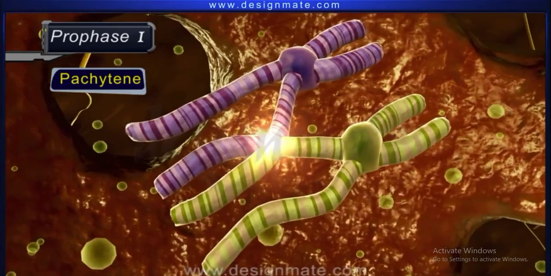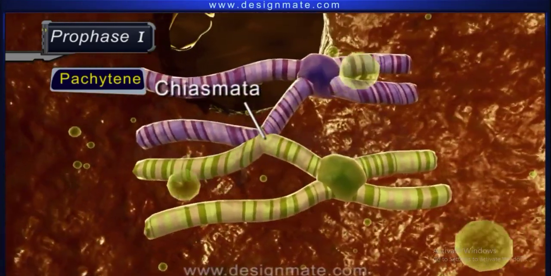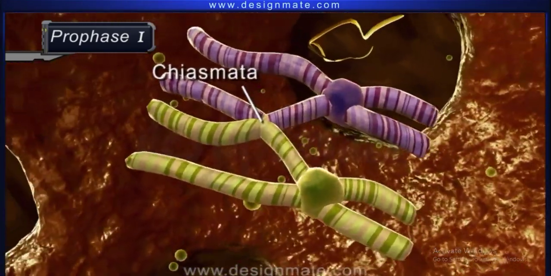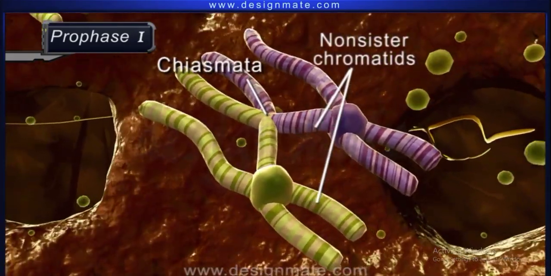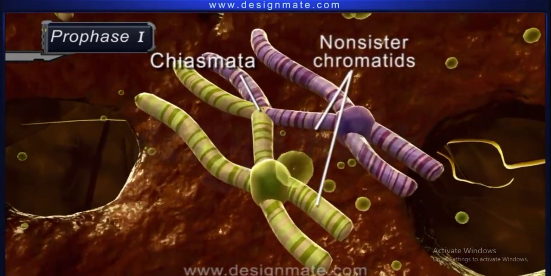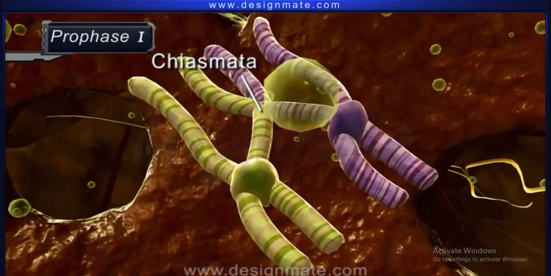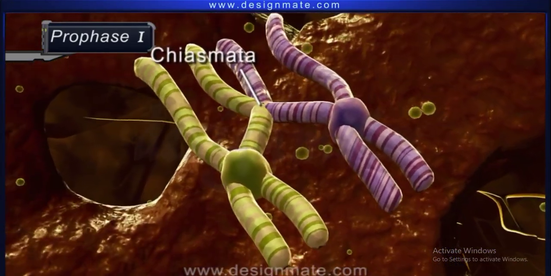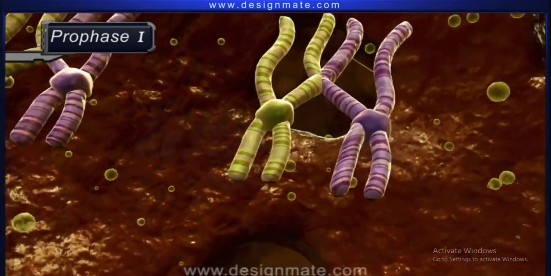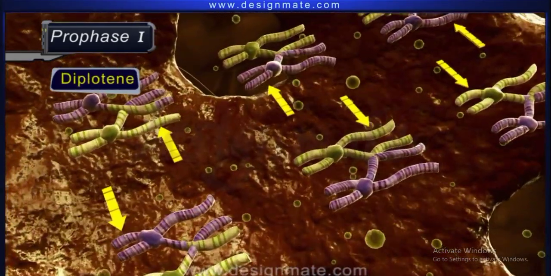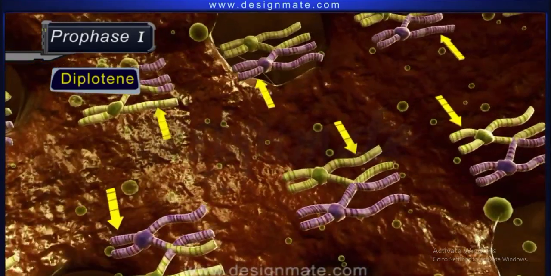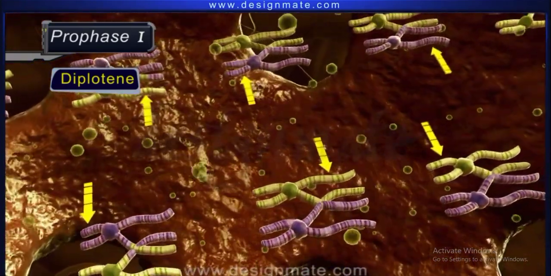The crossing over is accompanied by the chiasmata formation. The chiasmata are points where two non-sister chromatids exchange genetic material. The chiasma becomes very visible at this stage. This is the diplotene stage, in which the exchange of genetic material between the two homologous chromosomes occurs.